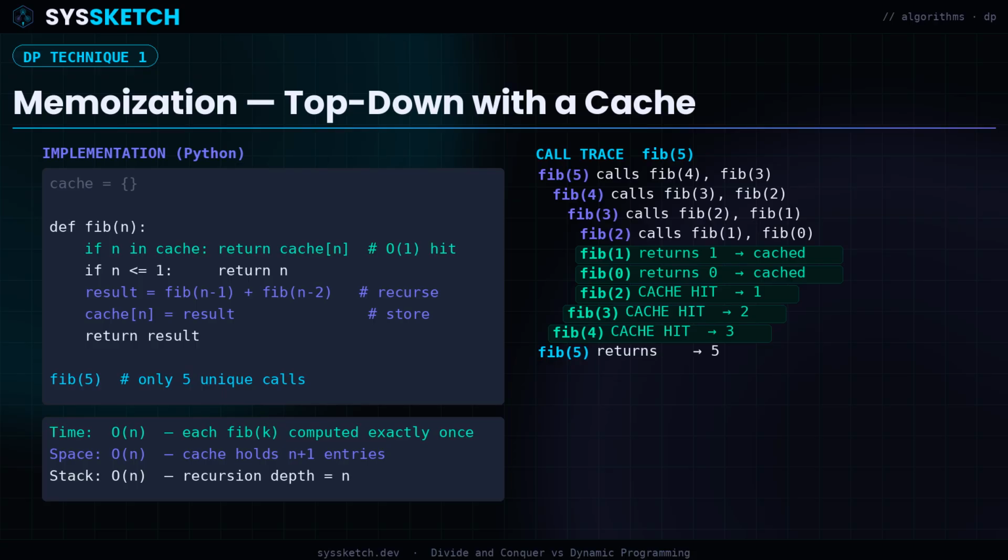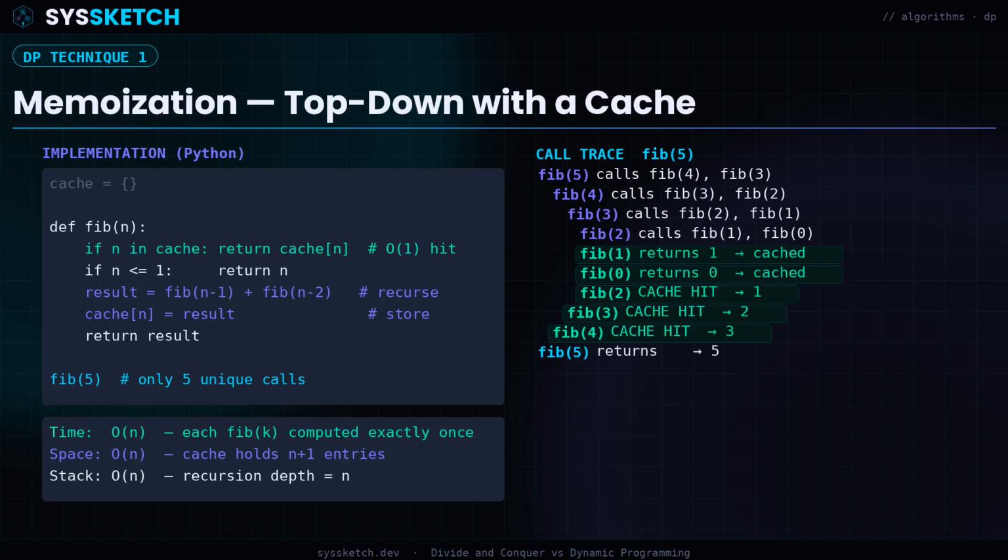The outcome is that each unique subproblem gets solved exactly once, no matter how many times it appears in the recursion tree. For Fibonacci, this transforms 2 to the n recursive calls into just n unique calls. Looking at the call trace, fib of 2, fib of 1, and fib of 0 are all computed on the first descent, and every single subsequent reference to any of those values is an instant cache hit. Time complexity drops to O of n. Space is O of n for the cache plus O of n stack depth.